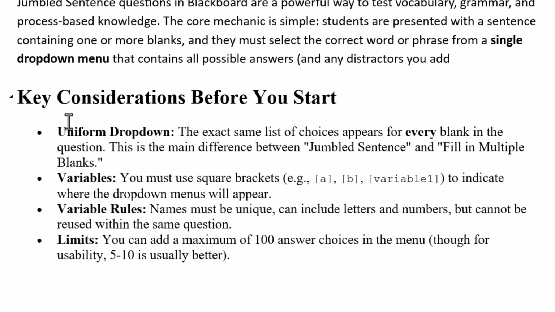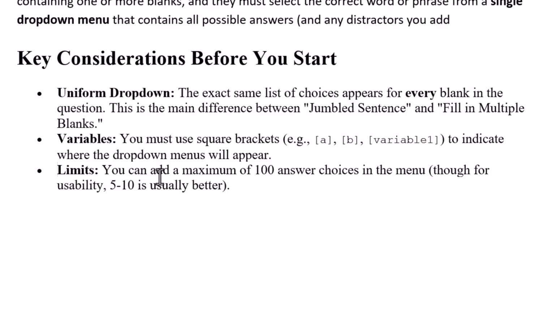Like here, uniform drop down, the exact same list of choices appears for every blank in the question. Variable, you must use square brackets wherever you want to display a drop down with values. You need to specify that with square brackets and the correct option inside that square bracket. You can add a maximum of 100 answer choices in the menu, though 5 to 10 is typical. This again depends on what you are trying to create. So these are just basic options.